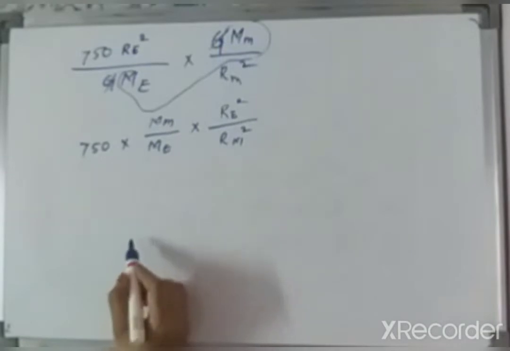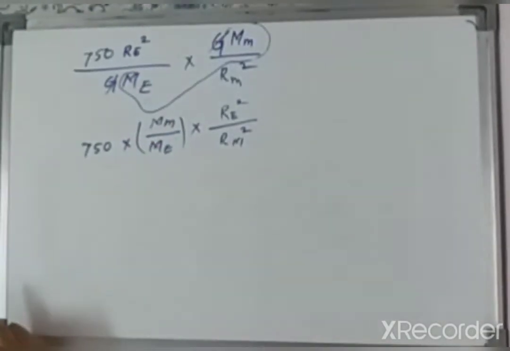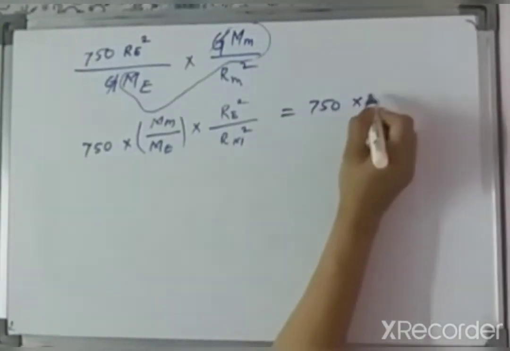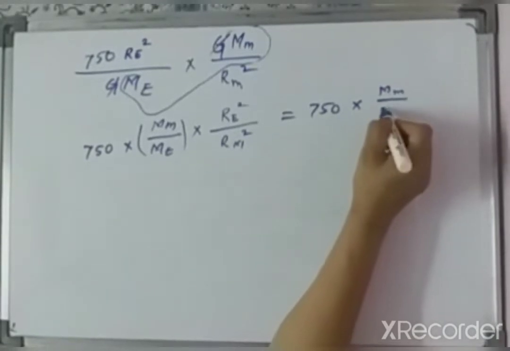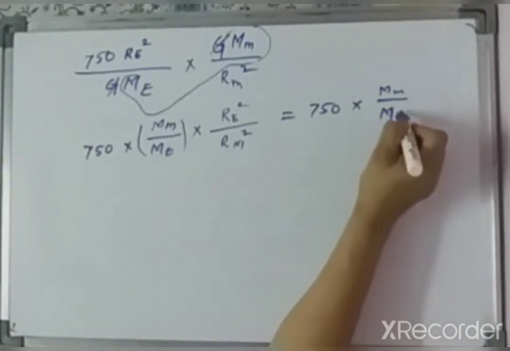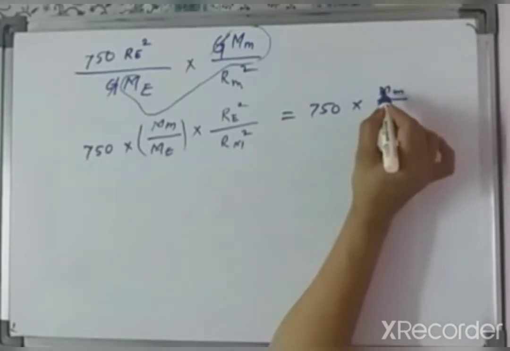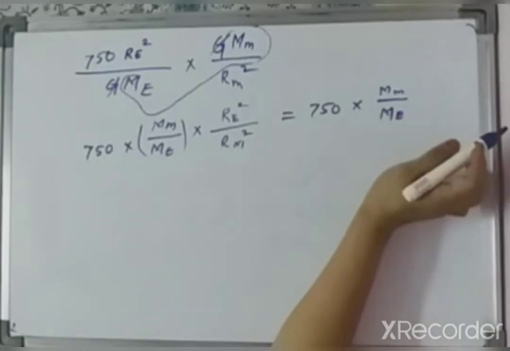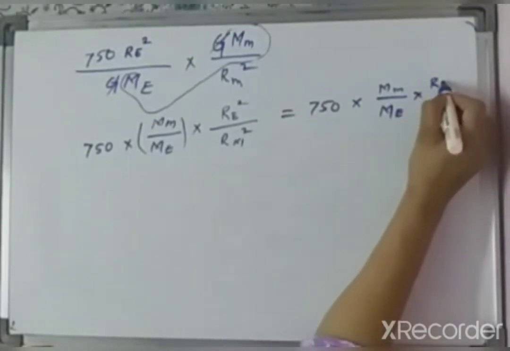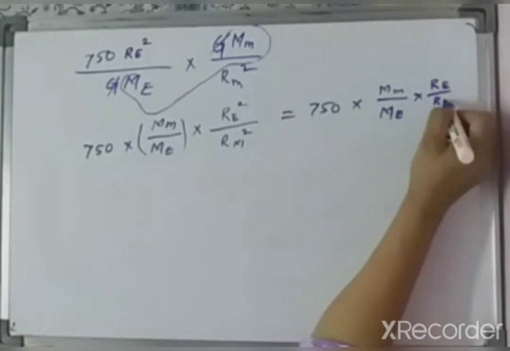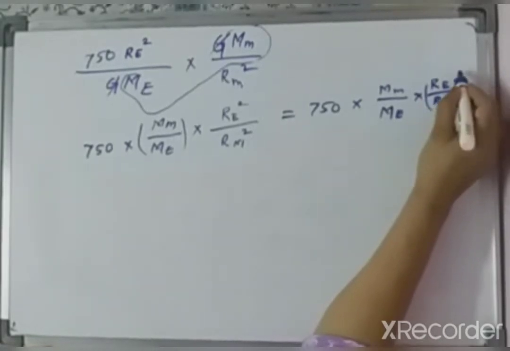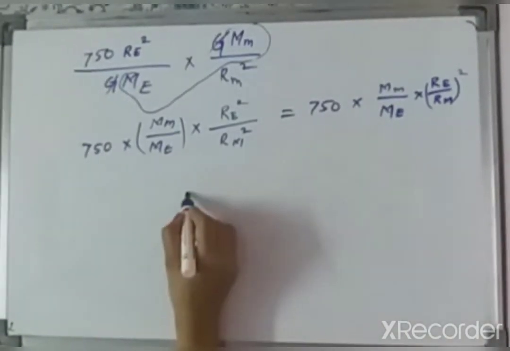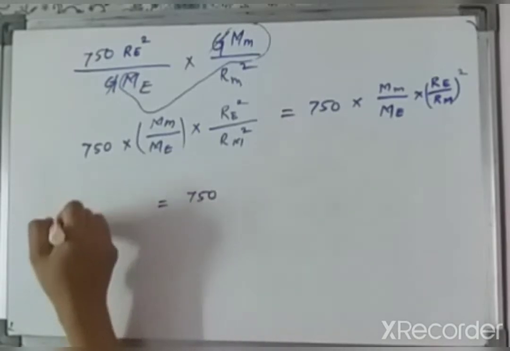Now let us substitute the values. We already calculated these values. One more step I will take here: 750 into mass of moon upon mass of earth, the ratio of moon's mass and earth's mass, multiplied by radius of earth upon radius of moon, the square of both of these. Let us substitute the values. 750 will be as it is. We are calculating all of these.